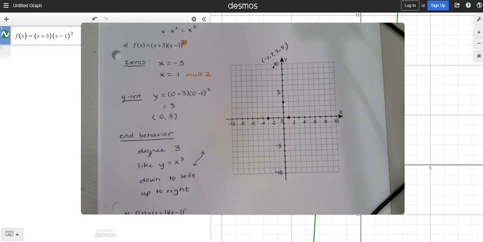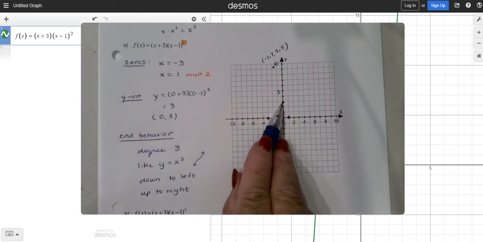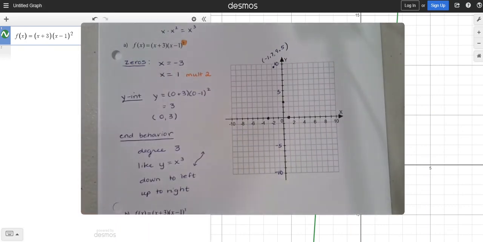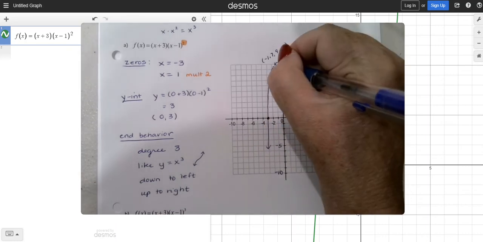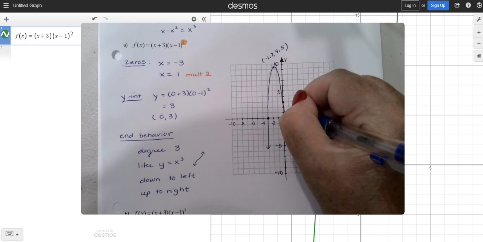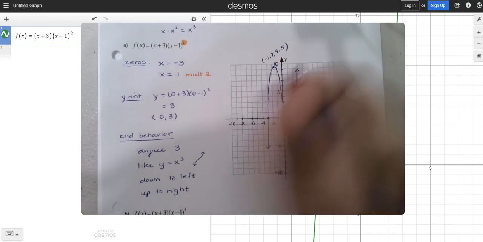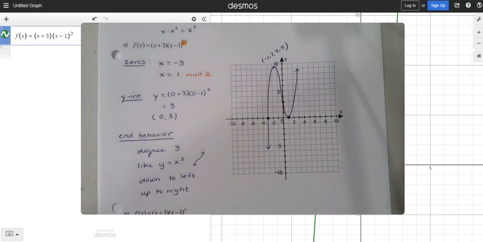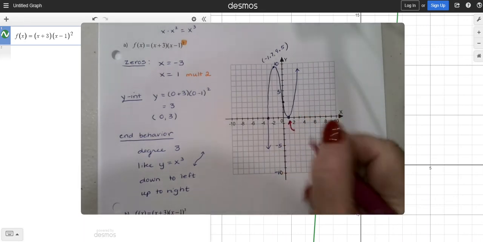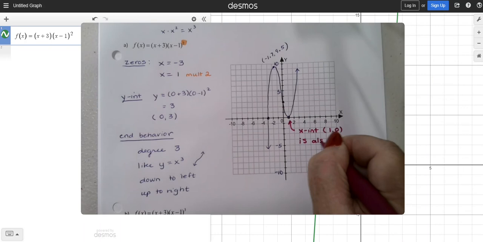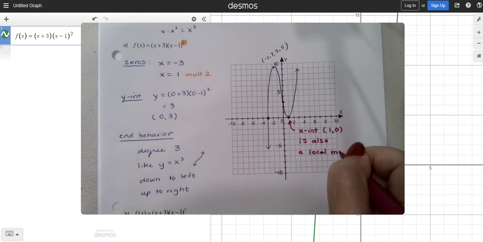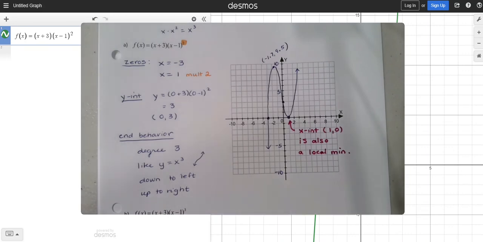All right, so this is what I've got so far. I went ahead and put in my y-intercept, and I went ahead and put in that maximum point, and then I'm just going to draw what I saw here. I'm going to make a specific note that the x-intercept at (1, 0) is also a local minimum. All right, and we weren't asked to do anything else. There's no table to fill in, so we're ready to go on.